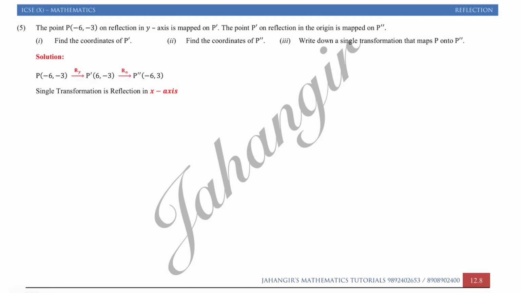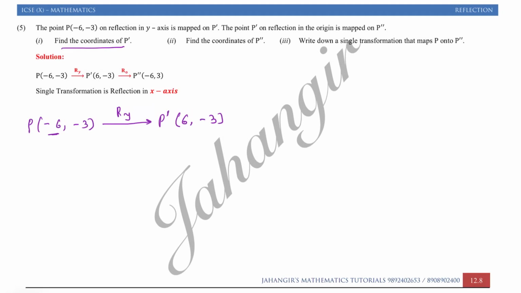The point P (-6, -3) on reflection in the y-axis is mapped to P dash. When reflecting in the y-axis, obviously its x coordinate will change sign, so this -6 will become 6, and the y coordinate will remain as it is. So write down the coordinate of P dash, we already wrote.